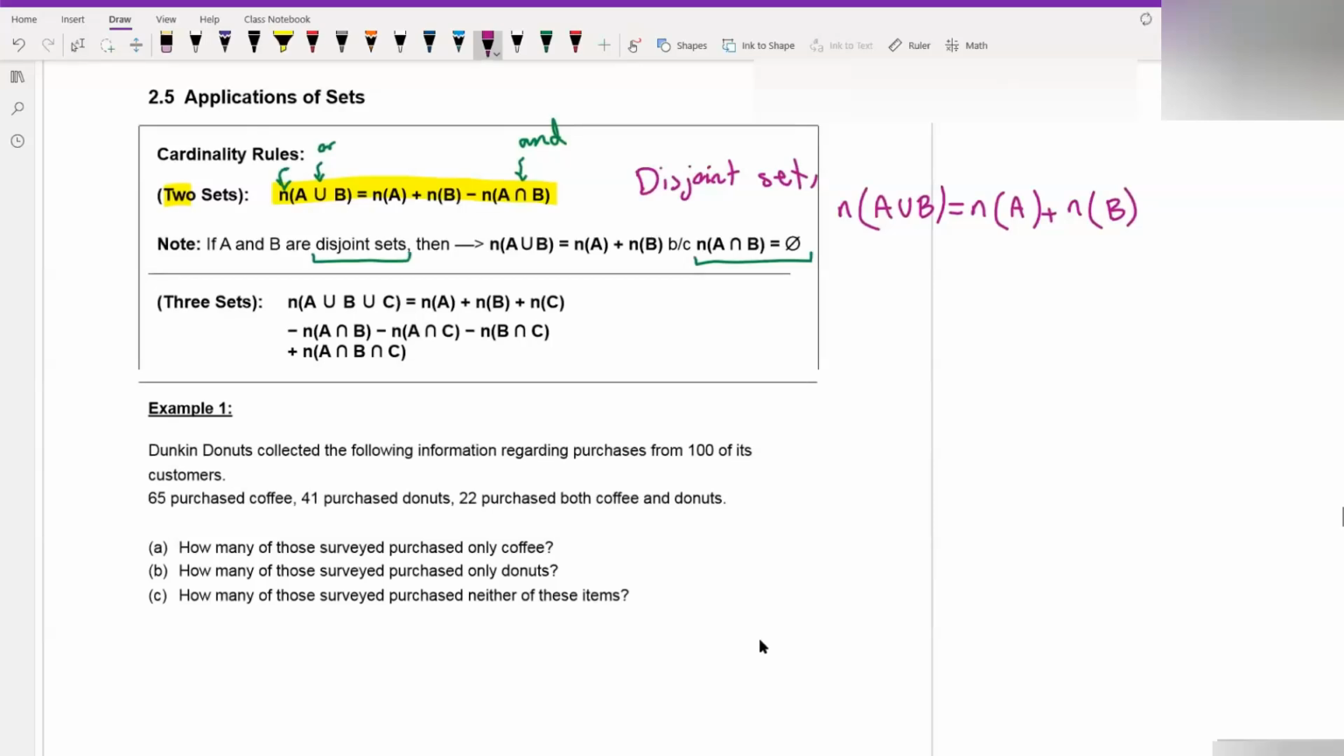Now for 3 sets, the number of elements in A or B or C is equal to, first you have to add all these 3 sets, the numbers that you have, how many members you have in each one, add those first, and then subtract what you have in common between pairs, and finally add the intersection between all these 3 sets. So first we have addition between 3 sets individually, and then subtract what you have in common between pairs, and finally add the intersection between 3 sets.